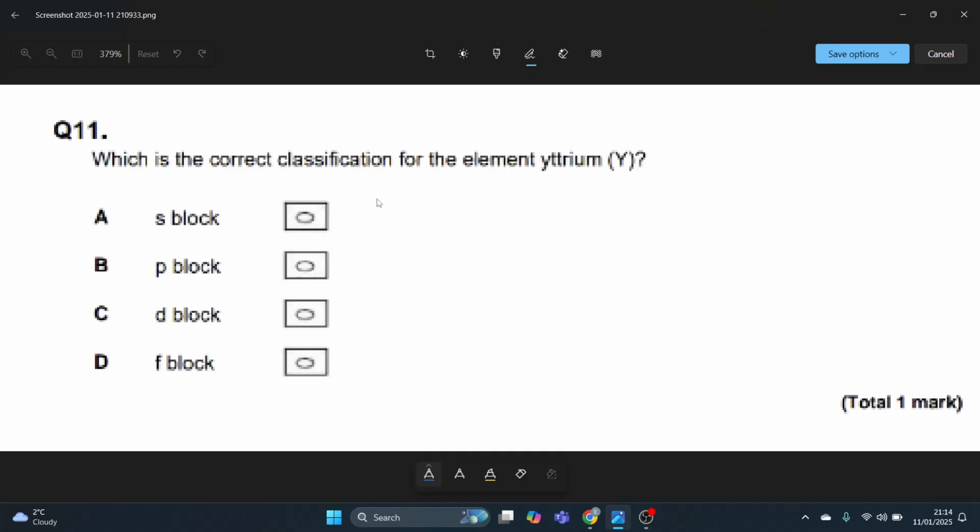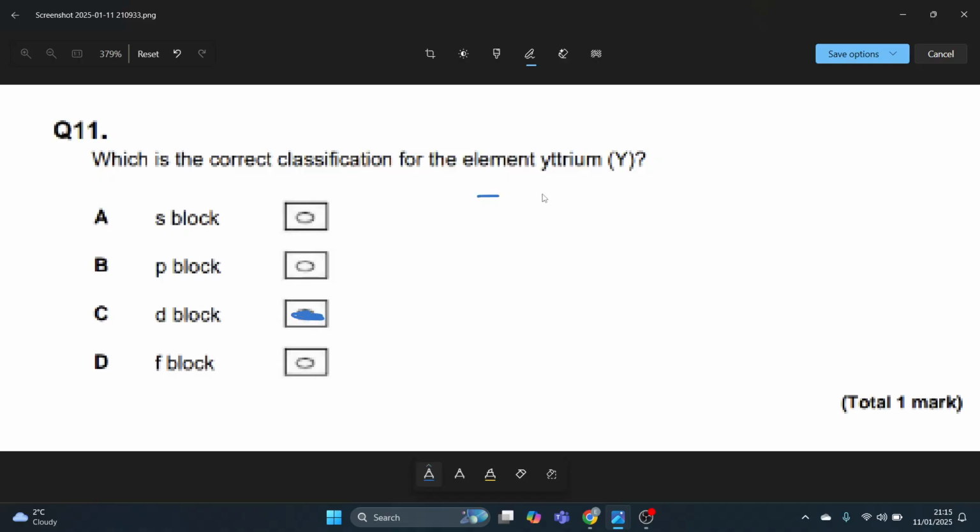Which is the correct classification for the element yttrium? So look at the periodic table and just find it. That's the first thing you need to do. It might take you a while. There we go, I found it. It is in the middle of the periodic table, and remember that is D block.